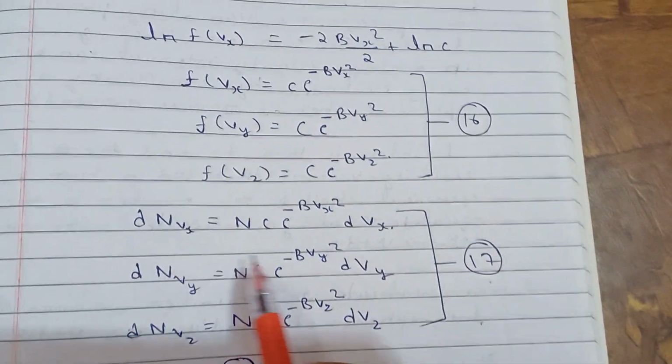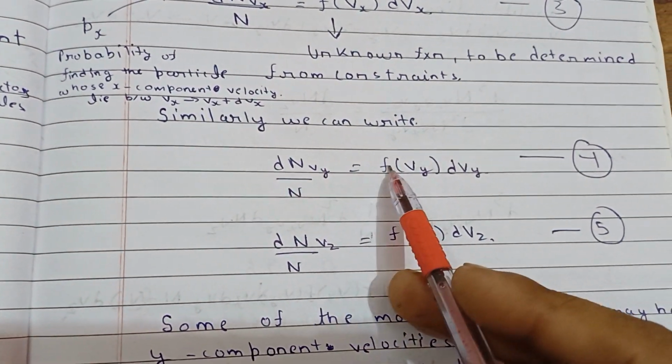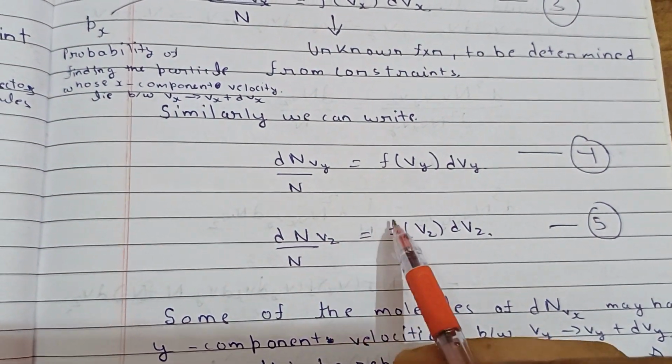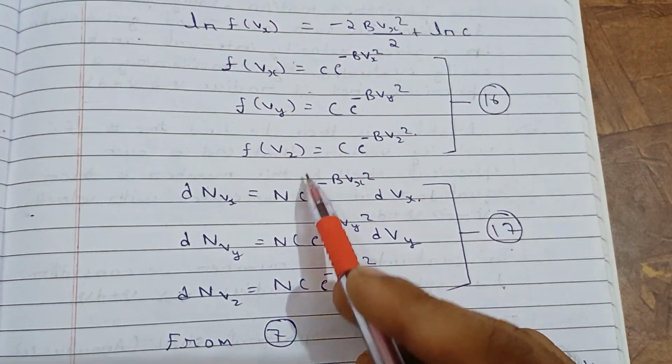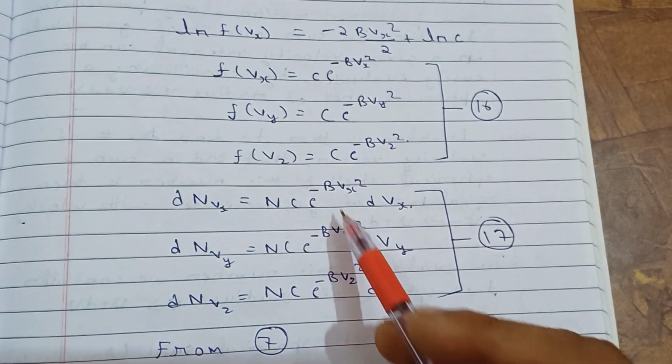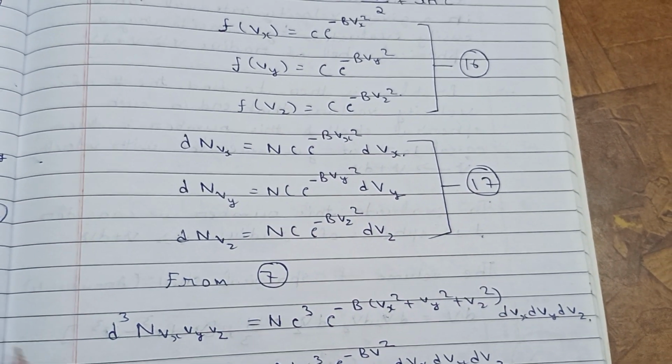Now you know what is dn by dvx. That is dn by dvx divided by n equal to, we already found this. So this was this. So dn by dvy equal to n f(vy) dvy, and dn by dvz equal to n f(vz) dvz. So just substitute the value and you will get dn by dvx as nc, because this f(vx), f(vy), f(vz) will be substituted here in place of this. It will be this, it will be this, and it will be this.